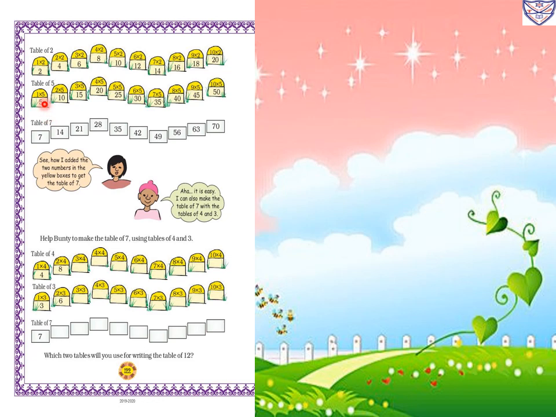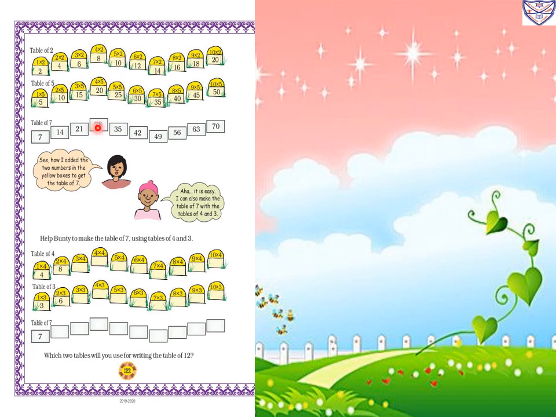She will add. So 7 ones are 7. So we can add 5 plus 2. So we will get 7. Then 7 twos are 14. So in this she will add 10 plus 4. So 10 plus 4, we will get 14. Then 7 threes are 21. So how will she write? She will add 15 and 6. So 15 plus 6 is 21.